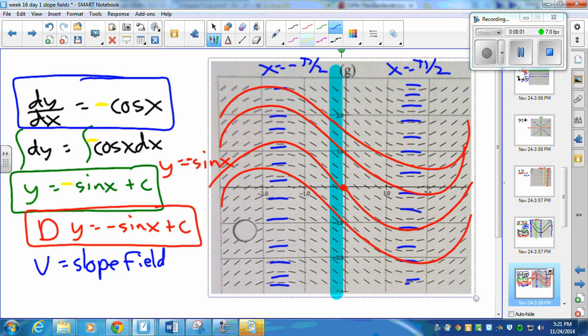The guy that's easier to see is the D because it's really quick to lay out a path. But the question is not saying what is the path, it's saying what created the slope field, and that's the dy dx is negative cosine x. That is so important to remember.